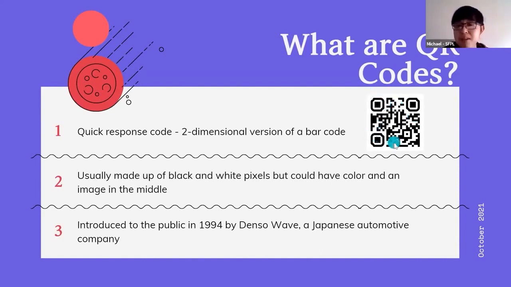This is the common image of a QR code, but there are a lot of different ways of showing or designing a QR code. It's usually made up of black and white pixels, but it could have different colors and might have an image in the middle of your QR code. It was introduced to the public in 1994 by a company called Denso Wave. It's a Japanese automotive company.